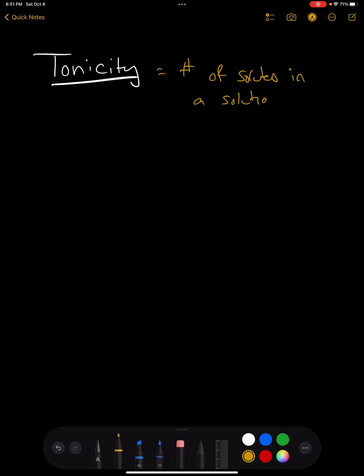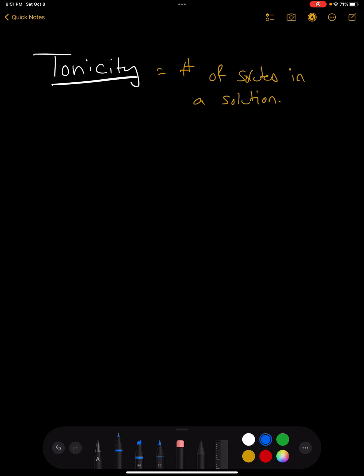All right, guys, here's what we're going to cover today. This is called tonicity, all right? And tonicity, by definition, is just the number of solutes in a solution. You know, because when we talk about transport, more specifically passive transport, when we say things are going from a high to a low concentration, we have to know where we have the most solutes so that way we can predict which way they travel.